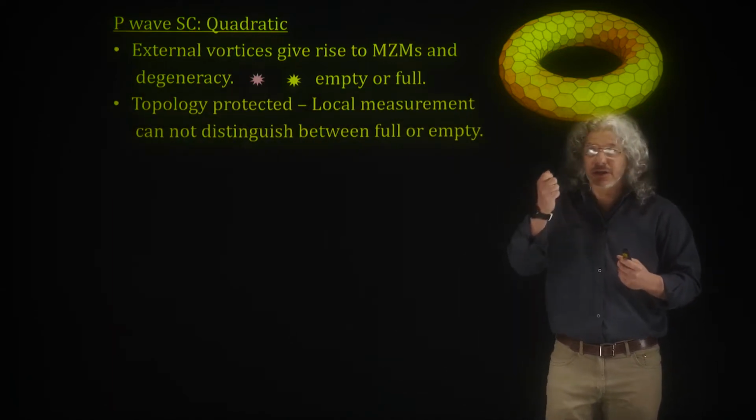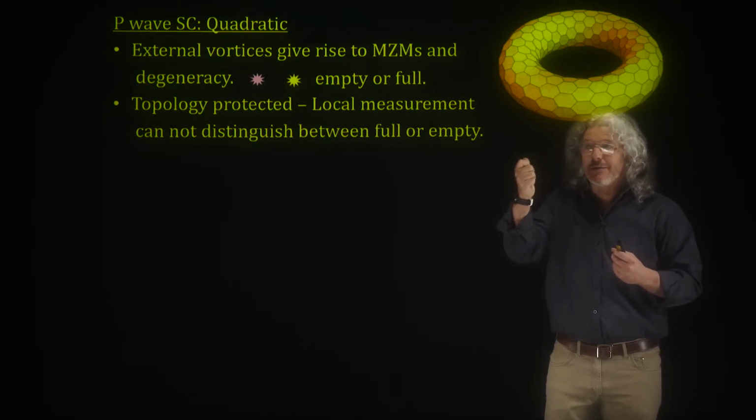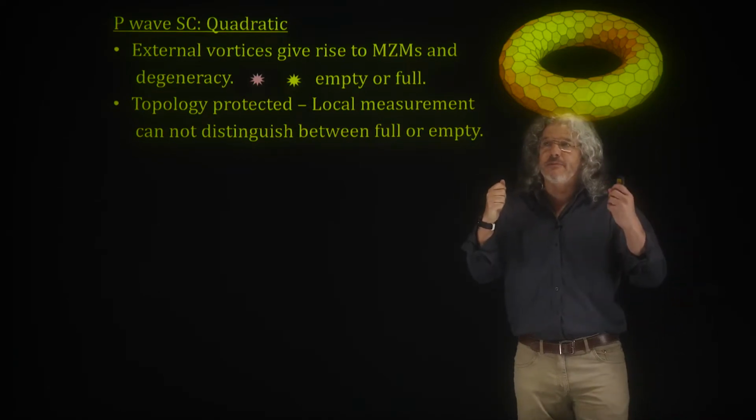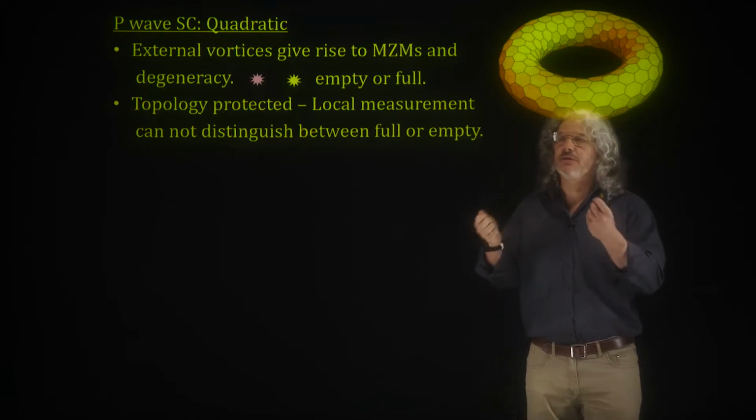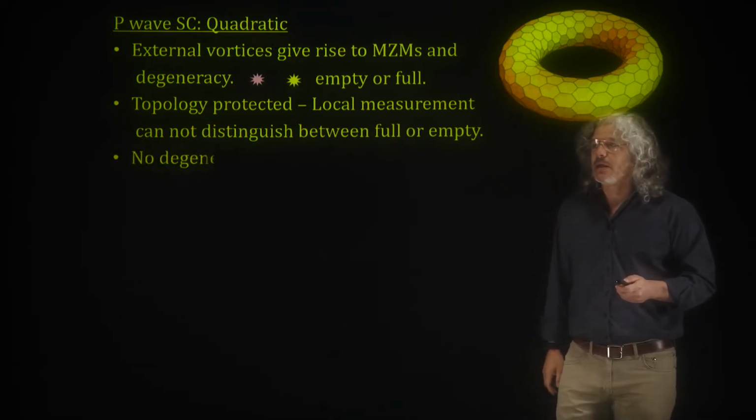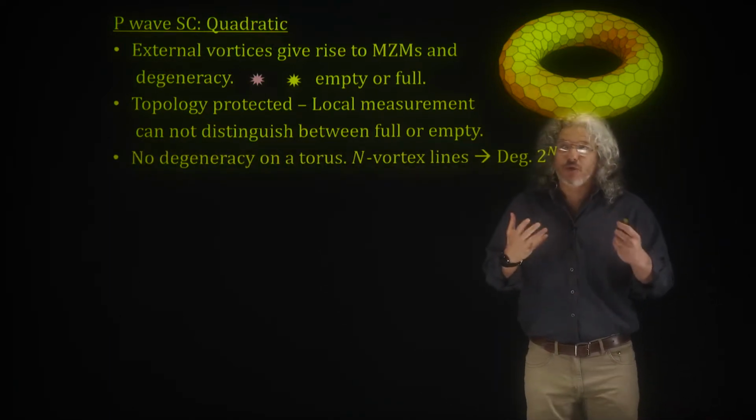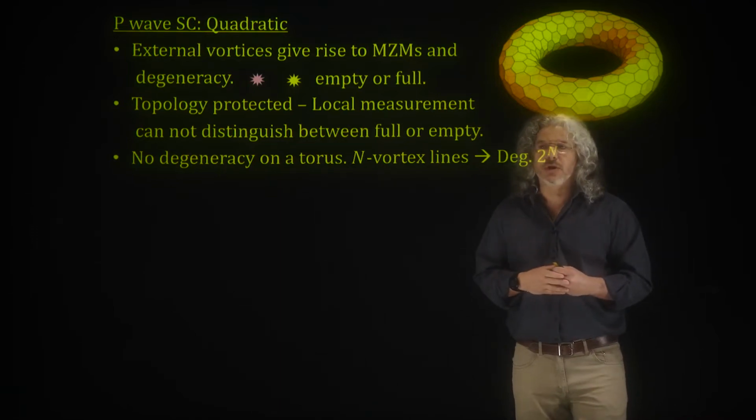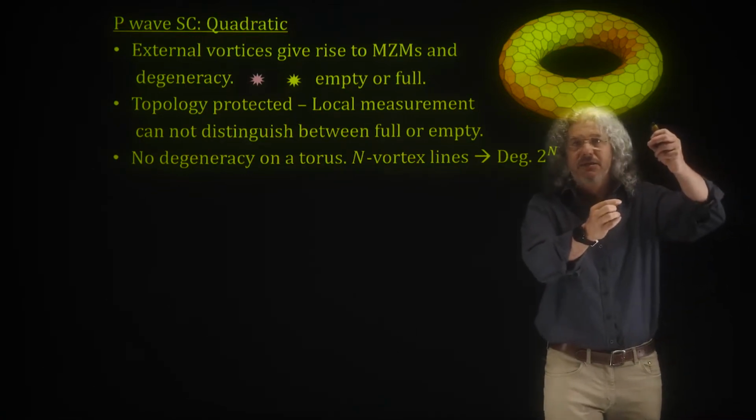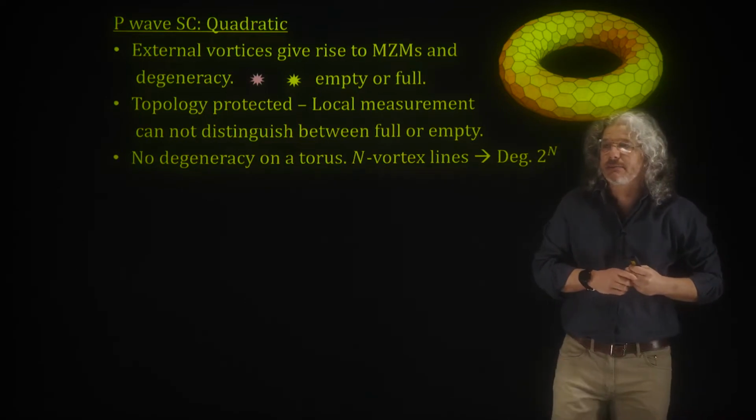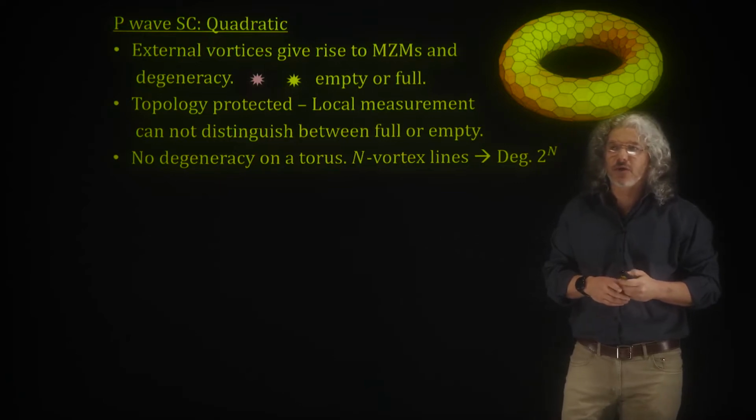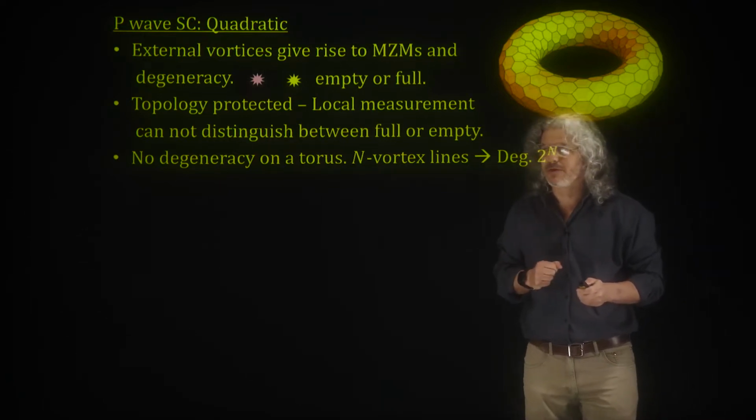If I measure the charge or try to measure the state of the system in one Majorana, I will not be able to distinguish between an empty or full state. I have to perform a non-local measurement in order to distinguish between the cases. So in this sense, it's topologically protected. However, in the P-wave superconductor there is no degeneracy on a torus. If I create n vortex lines in the torus system, then we will have a degeneracy which is exponential in the number of vortex lines. So this is the case of a P-wave superconductor.